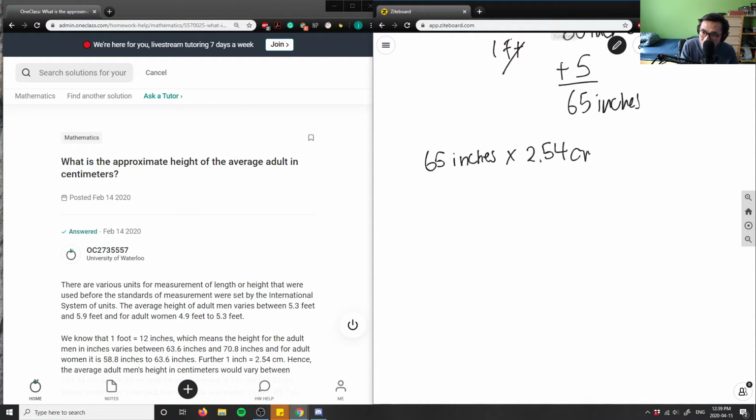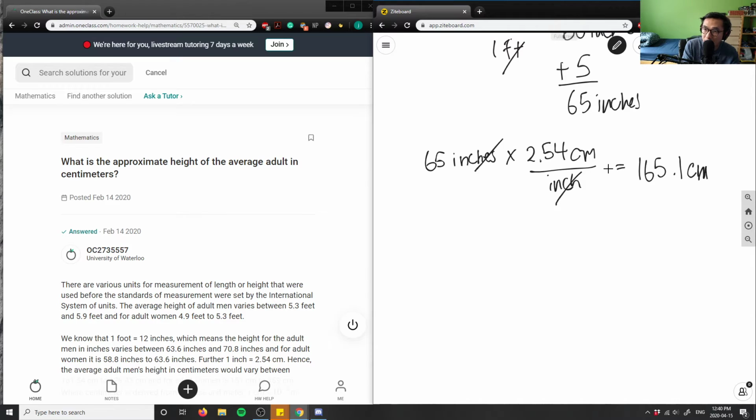This is centimeters per inch, right? Because 1 inch is 2.54 centimeters. So in this case, these units cancel out. So we do the operation 65 times 2.54 to give us our cm. So 65 times 2.54 will give us approximately 165 centimeters.